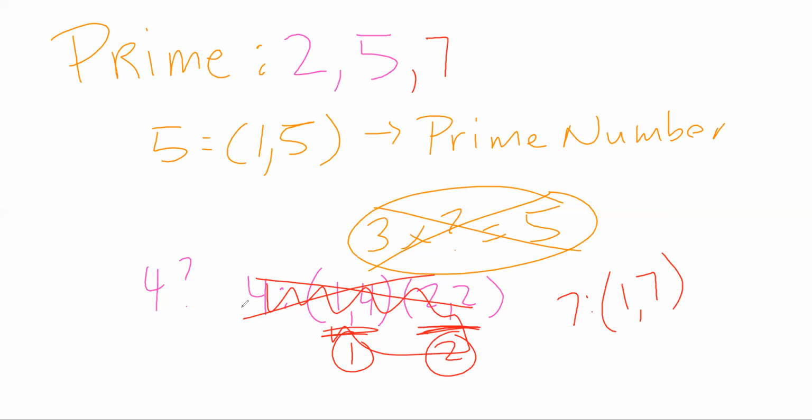Right? That doesn't work. So at this point, as we think about prime numbers, we're thinking about what is a number that has only one set of factors, and that one set is 1 and its number. That's it. It's the only way.